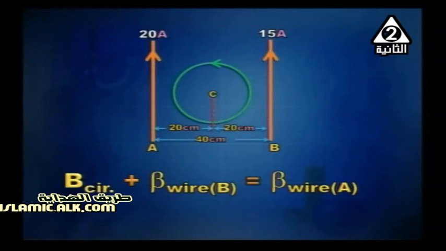Once again, let me explain it. We've got two wires carrying current in the same direction. So the field between them is in opposite directions. Okay? So one of them, the field of wire B, is added to the field of the circular coil. And these two fields are cancelled out by the field of the other wire, wire A.